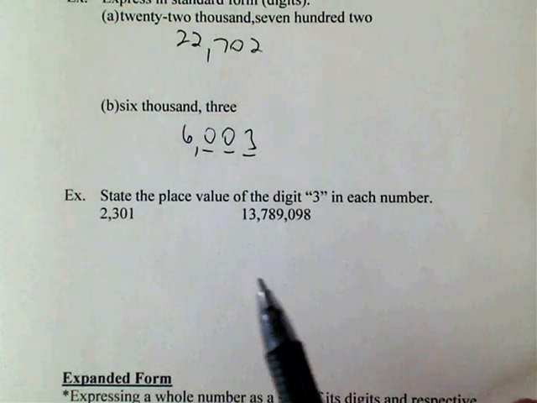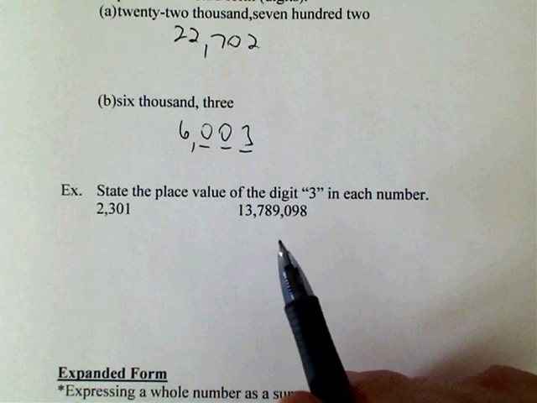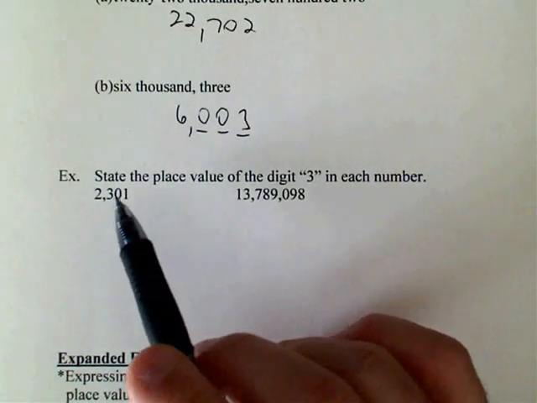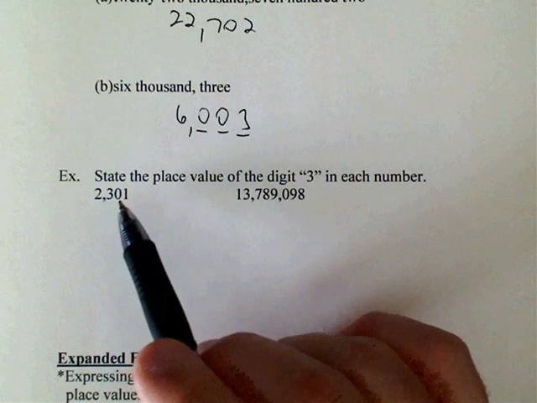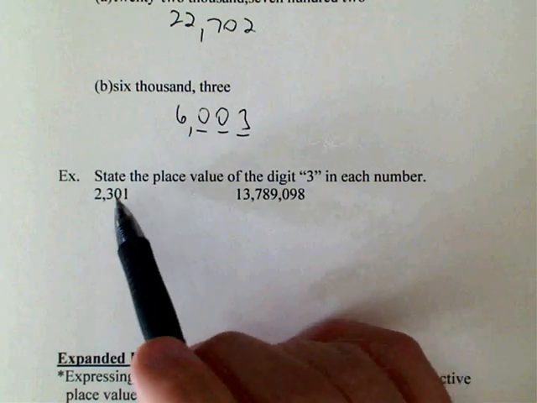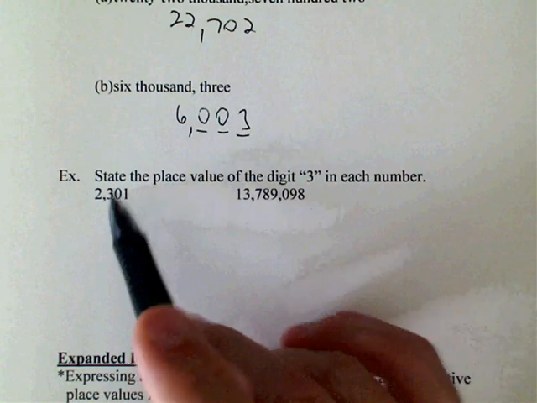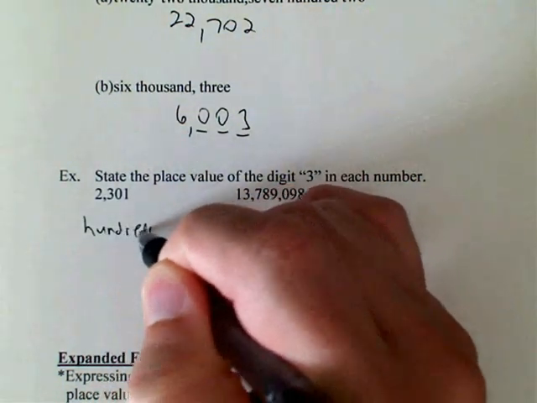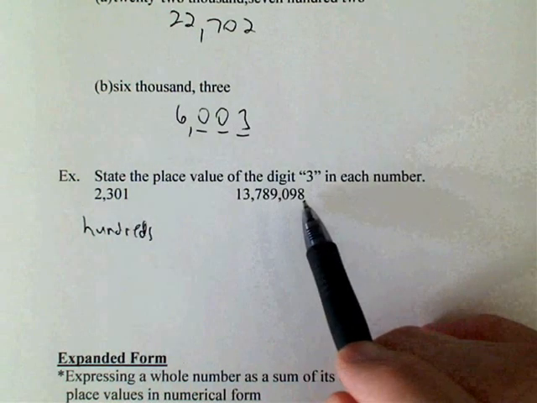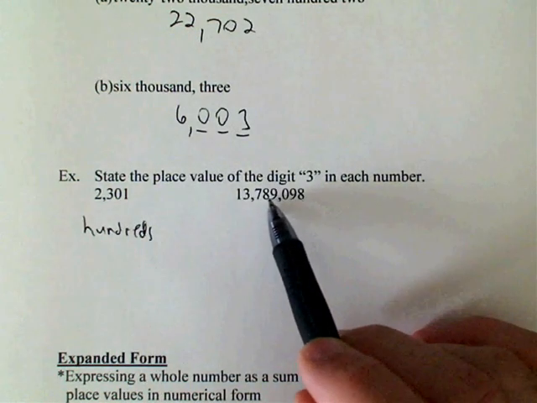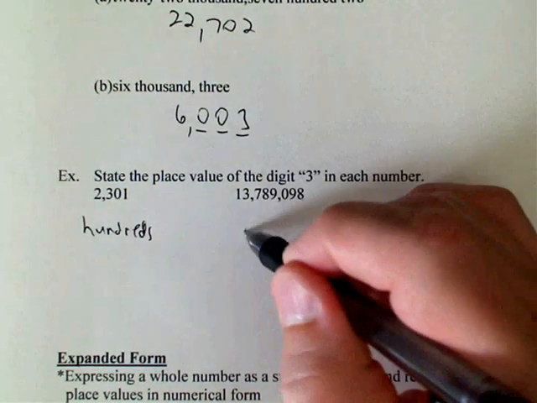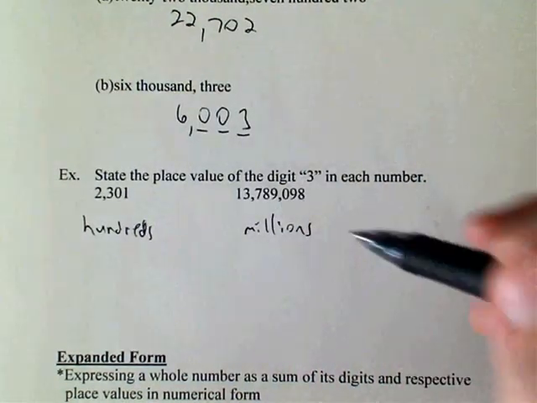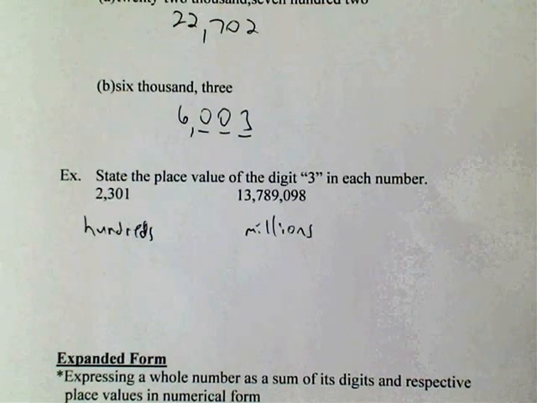Now this question is, state the place value of the digit 3 in each number. So this time we're not going to worry about writing the number down. We're just going to write out in words where it's at. So 3 is in the ones, tens, hundreds place. This 3 is in the ones, tens, hundreds, thousands, 10,000s, 100,000s, millions place. So these are all just examples of some place value questions that you may see.